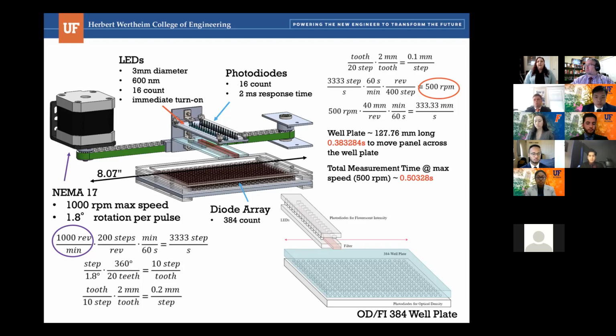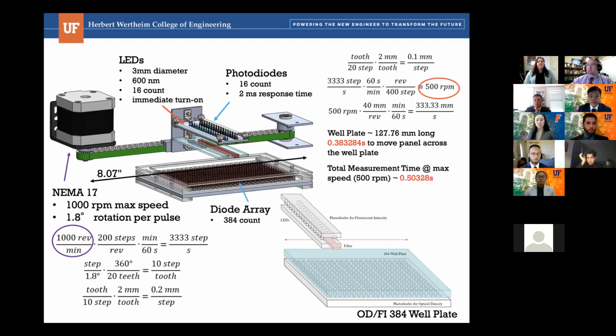These 3mm LEDs produce a 600 nanometer wavelength. To take optical density measurements, the LEDs are positioned directly above the well centers of all 16 wells in each column on a 384 well plate. The light passes through the cultures and is absorbed by the 384 diodes in an array below the well plate.